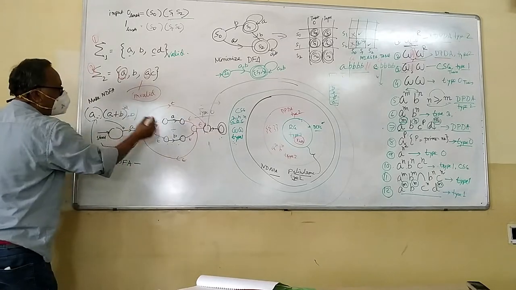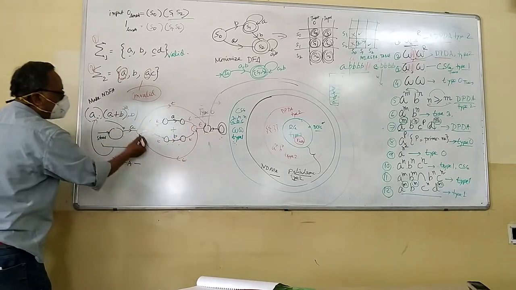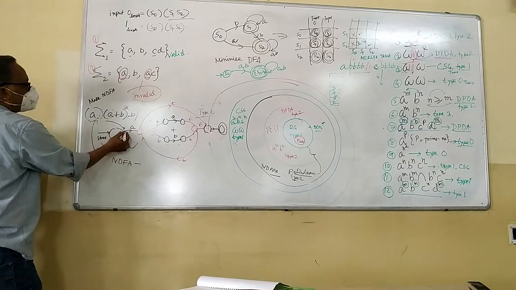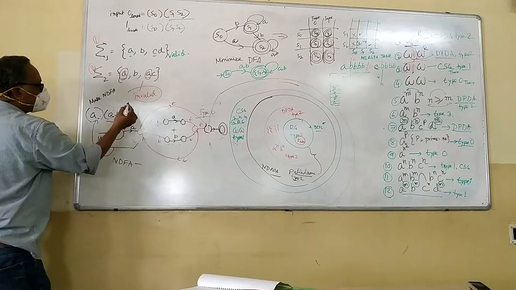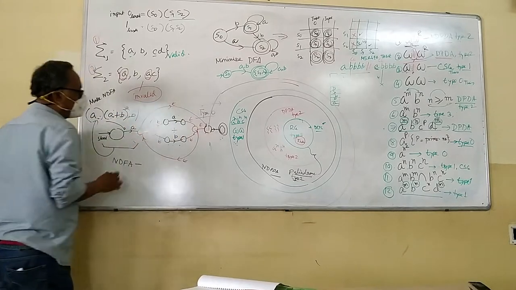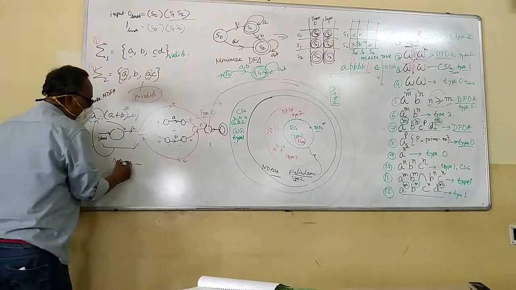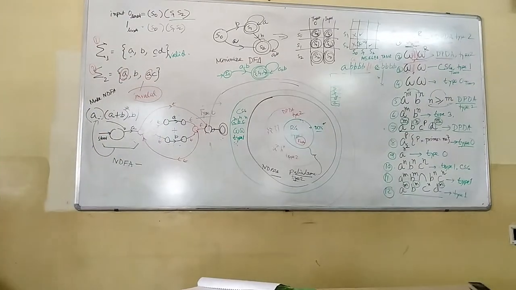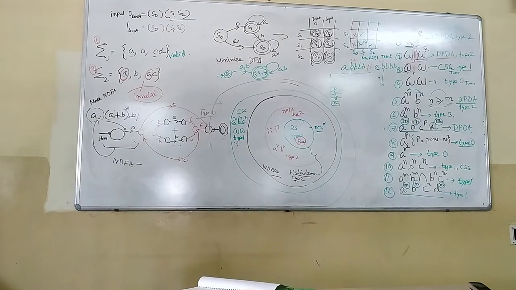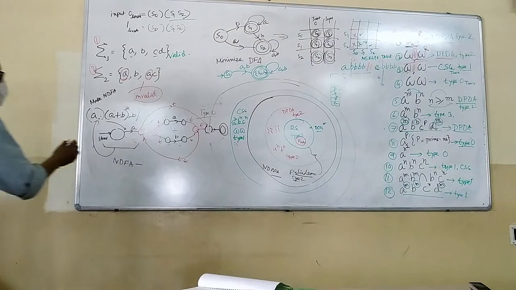Because A plus B star, I have to take another epsilon here. And add A here, add B here. Because it is star, I can't take epsilon here. So this is the NDFA to regular expression. That is the utility of NDFA to catch regular expression quickly. So that is the utility of NDFA.